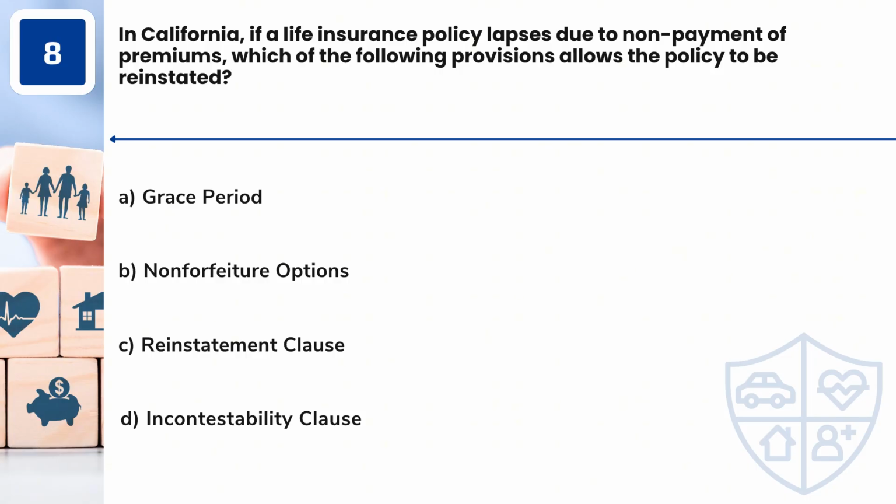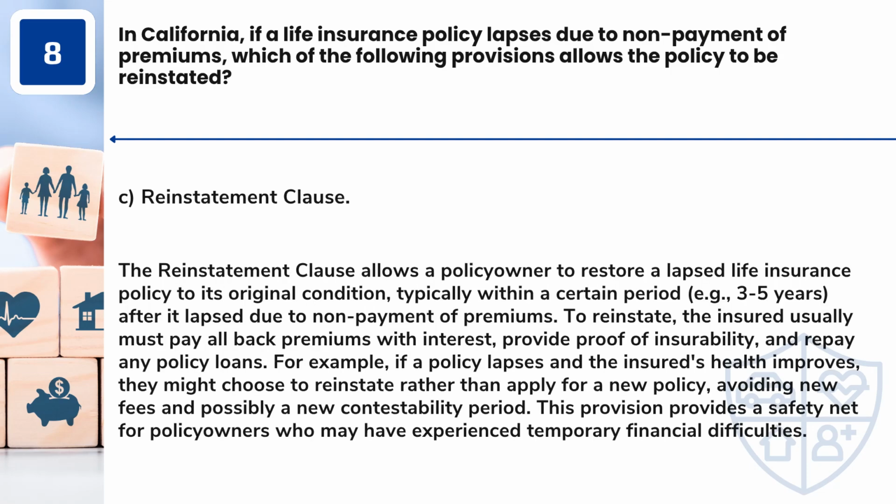Question 8. In California, if a life insurance policy lapses due to non-payment of premiums, which of the following provisions allows the policy to be reinstated? A. Grace period. B. Non-forfeiture options. C. Reinstatement clause. D. Incontestability clause. Answer: C. Reinstatement clause.